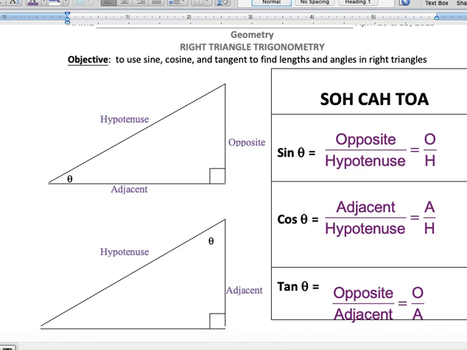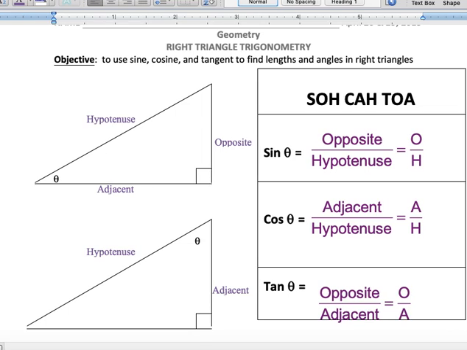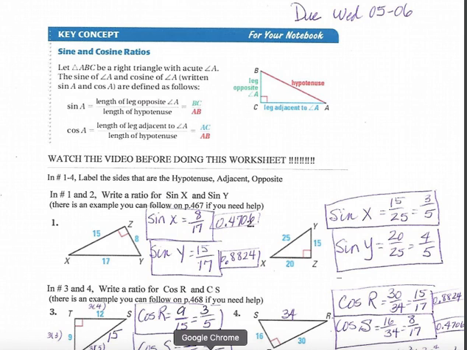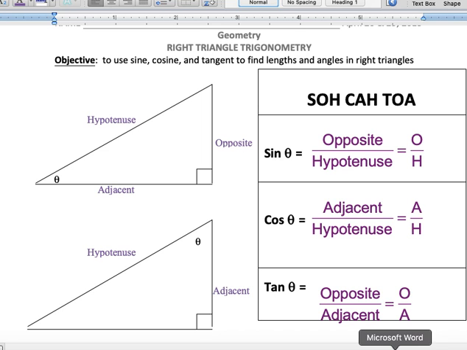Okay, geometry students, this is Mrs. Raposa. I'm going to briefly go over some of the problems that were in the homework that was due on May 6th, this homework assignment. Just before I do that, I want to briefly discuss with you sine, cosine, and tangent ratios.